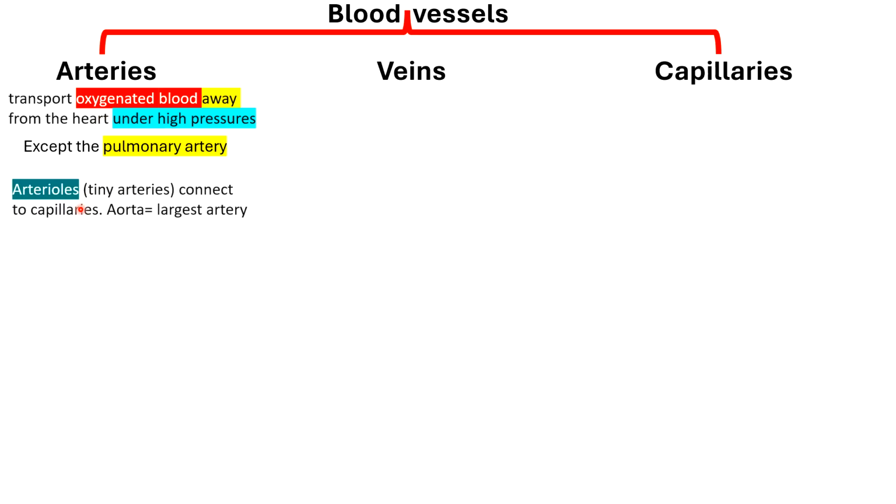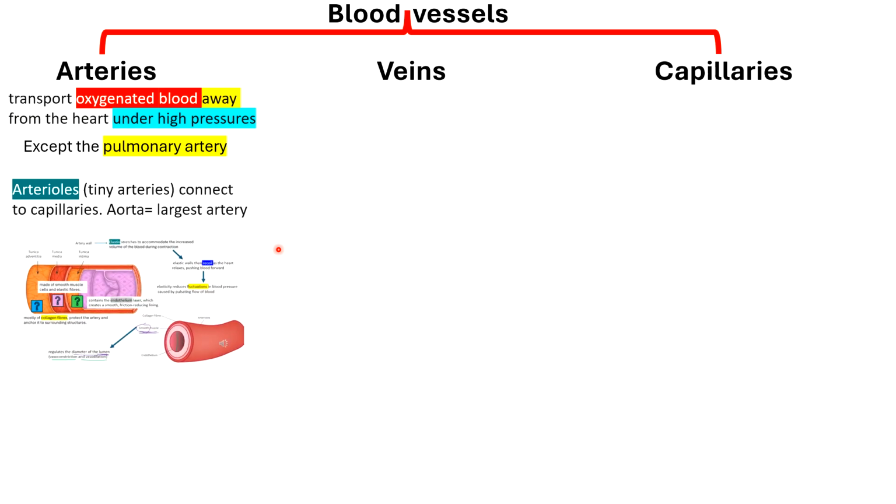Now, arterioles is the word for tiny arteries that connect to capillaries, while the aorta in the heart is the largest artery in the entire body. Okay, let's have a look at the structure of arteries on a deeper level.